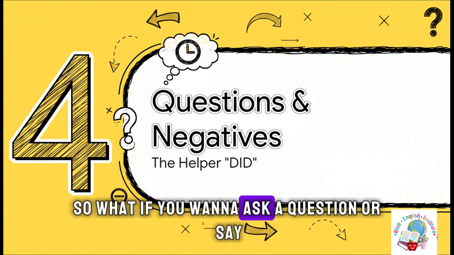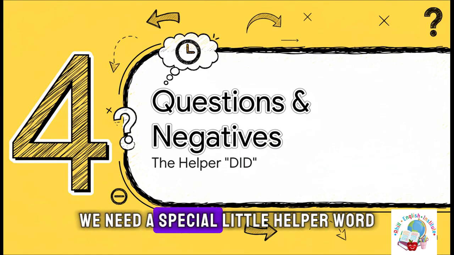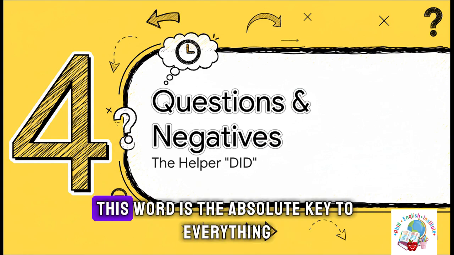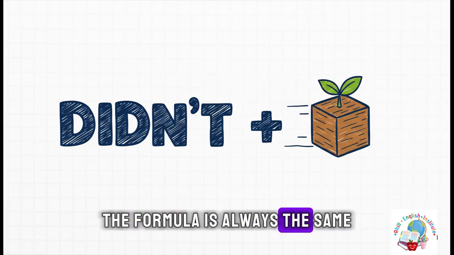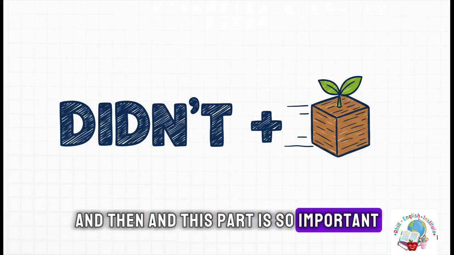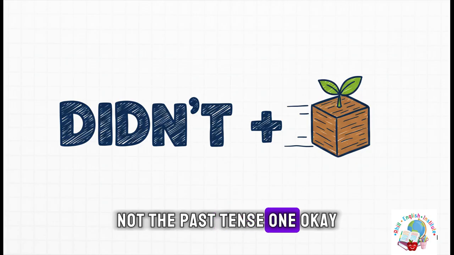So what if you want to ask a question or say something didn't happen? For that, we need a special little helper word. And that word is did. This word is the absolute key to everything. To make a sentence negative, the formula is always the same. You use didn't, which is just short for did not, and then, and this part is so important, you use the original verb, not the past tense one.